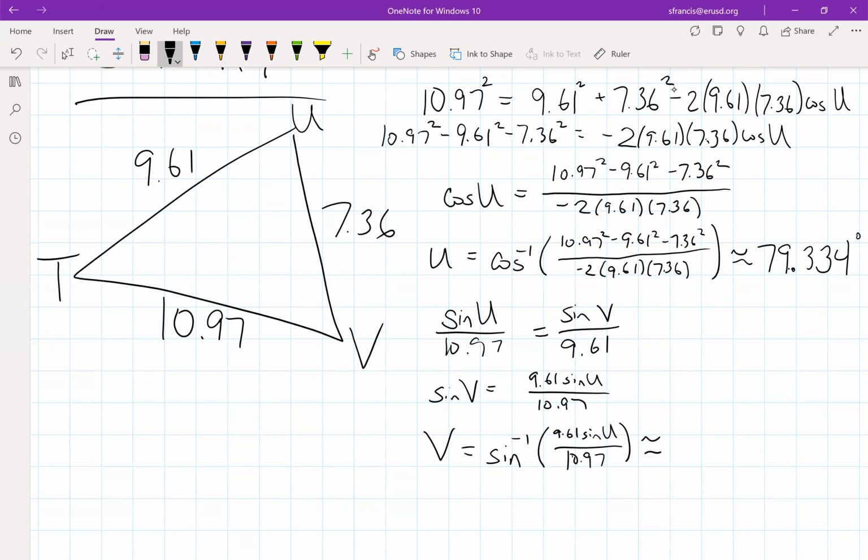And again, it's just a matter of typing all of that with the value of angle U in there into your calculator. And then you work out to get V is 59.417 approximately.